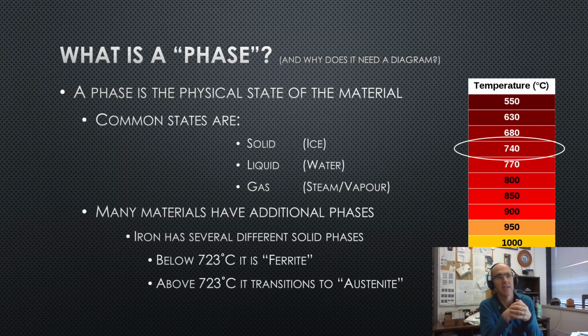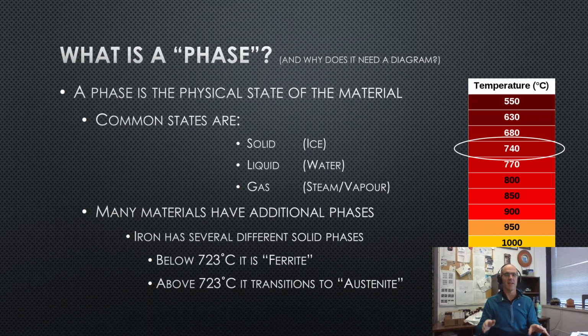You can get gaseous iron. But before you melt your iron, you actually go through a couple of different solid state phases. And the two we're concerned about are the ones that we were just talking about with the other images. Below 723 degrees, we've got ferrite, and above 723, it's austenite.